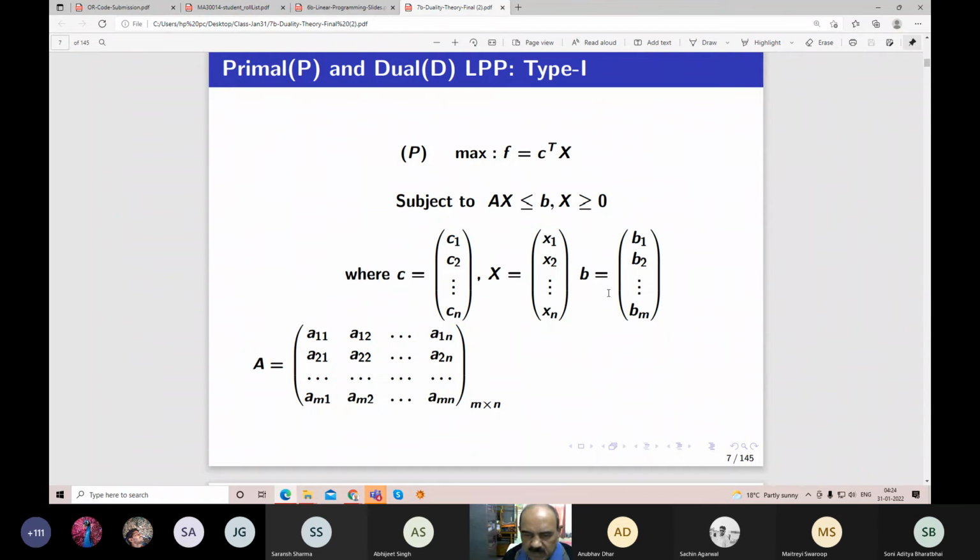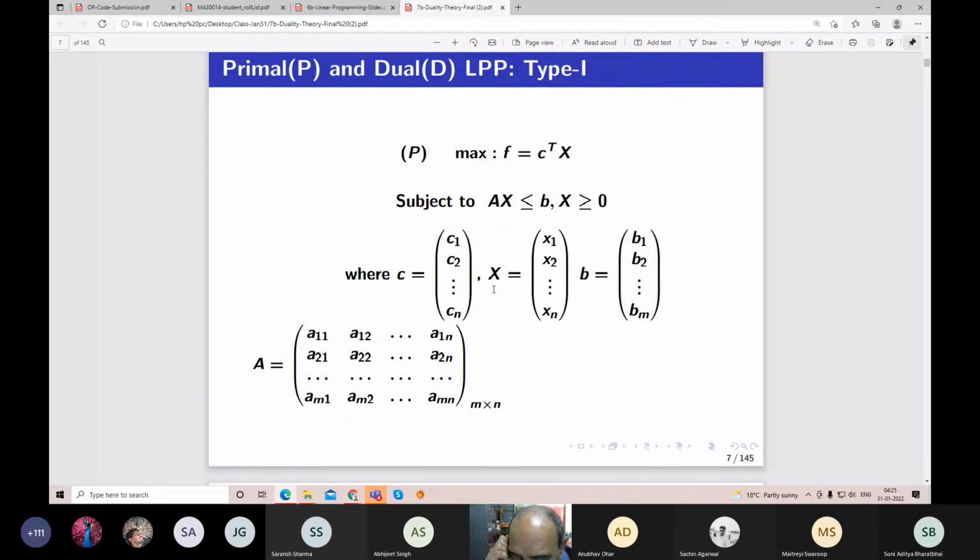And the b vector is of size m: b1, b2, bm. The A matrix is of size m by n, with m rows and n columns. The elements are Aij. So A is defined, small b is defined, C is defined, x is defined. In the linear programming problem, we use capital B. What is capital B here instead of small b? Who can say? Yes.